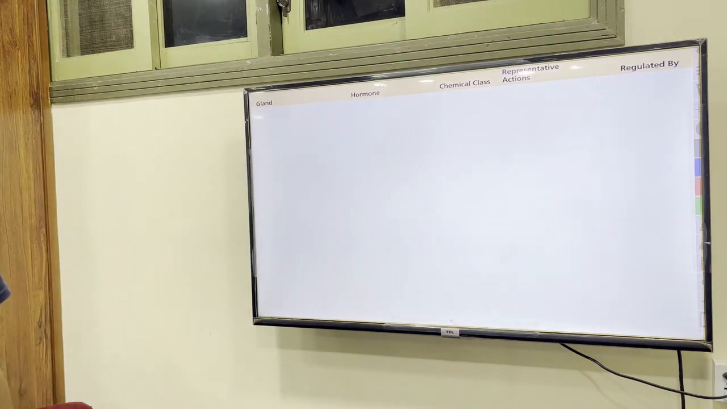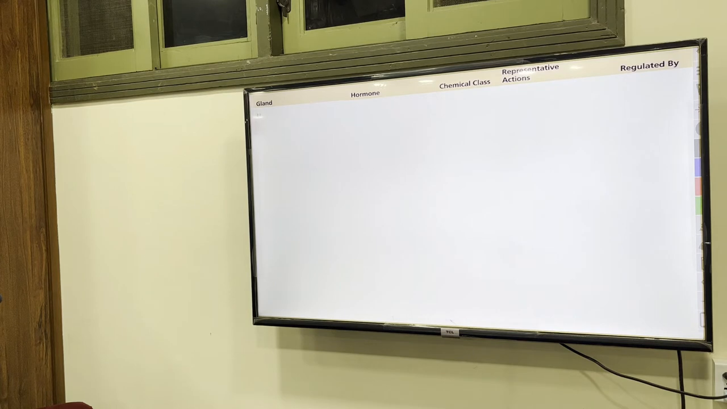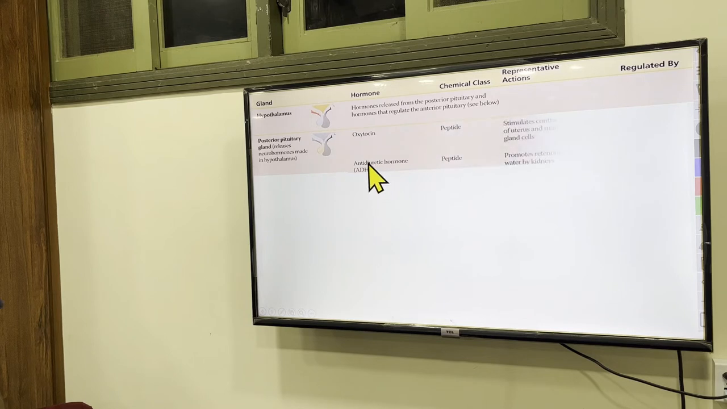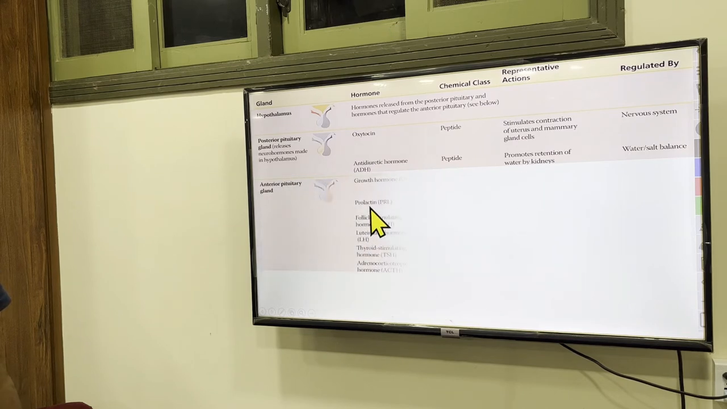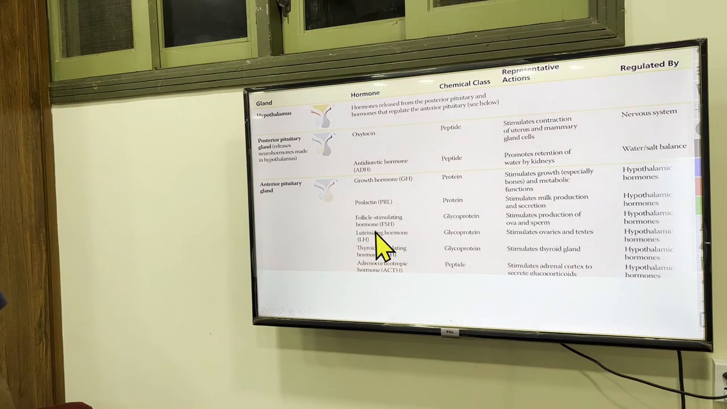Now come to the last two slides, which are a summary. The hypothalamus controls the anterior pituitary and the posterior pituitary gland. Oxytocin and vasopressin are synthesized in the hypothalamus, stored and secreted in the posterior pituitary, and their action is mentioned here: contraction of the uterus and mammary gland cells, and promoting retention of water by the kidney. The anterior pituitary, FLAT PG: growth hormone, prolactin, FSH, LH, TSH, ACTH.